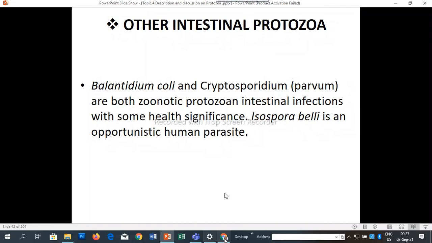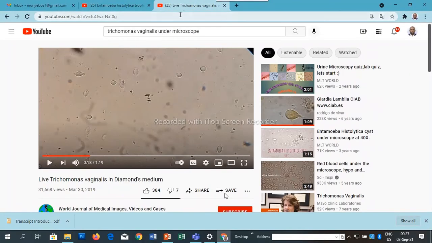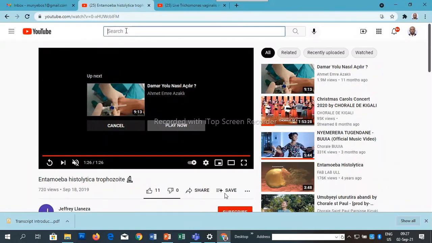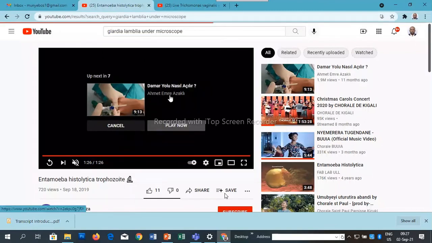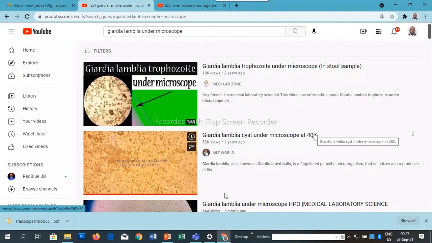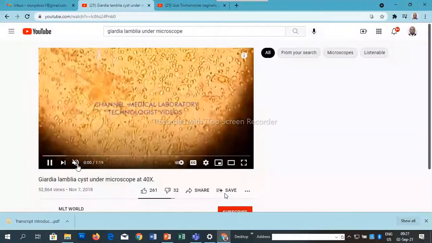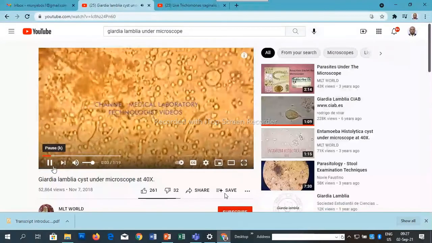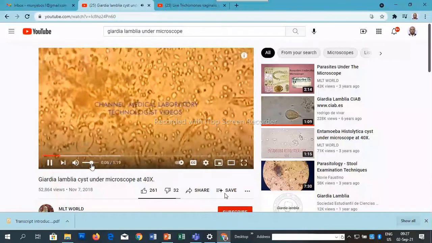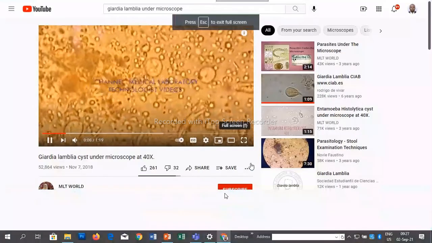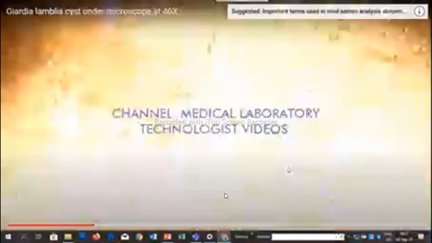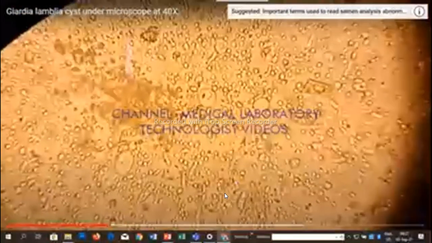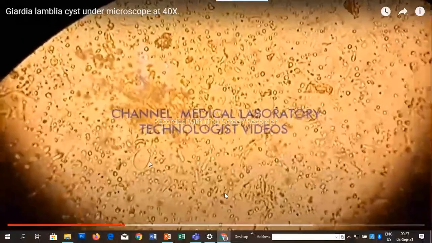So let's see if I can find Giardia, how it looks. Let's see this one. Probably it's not well seen, but you look at this one.